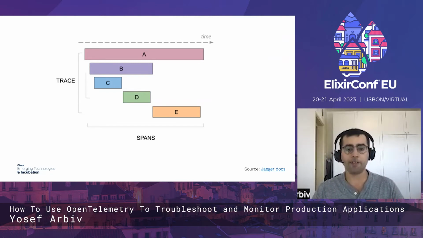So each tile here is a span. A span is a single unit of work that happened over a span of time. And all of these spans together are a distributed trace.